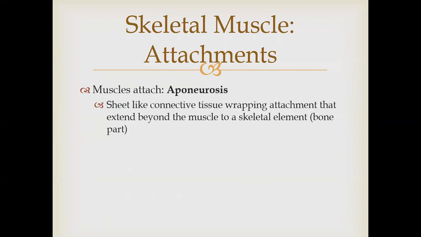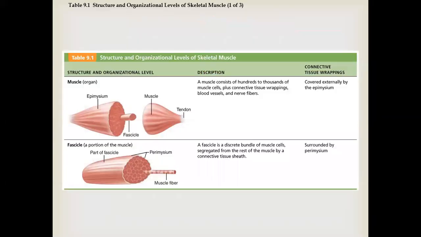And then number 10 asks you, what is aponeurosis? And it is a sheet-like connective tissue wrapping that is an attachment that extends beyond the muscle to a skeletal element, which would be some bone part. I said that was number 9, aponeurosis. That was number 10, my apologies.